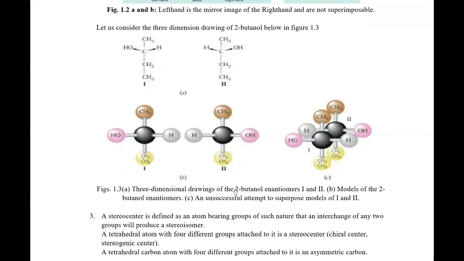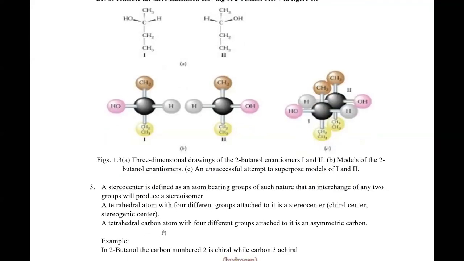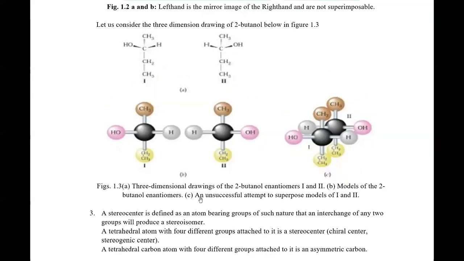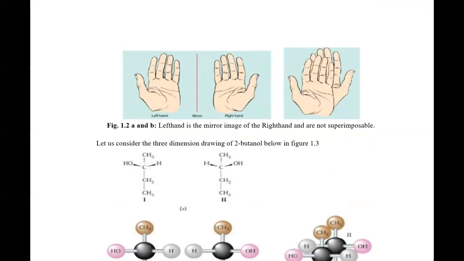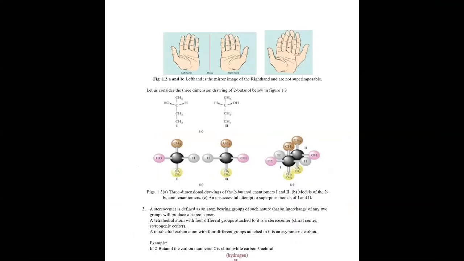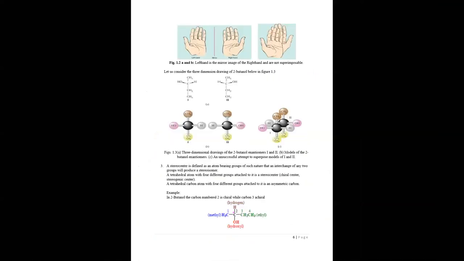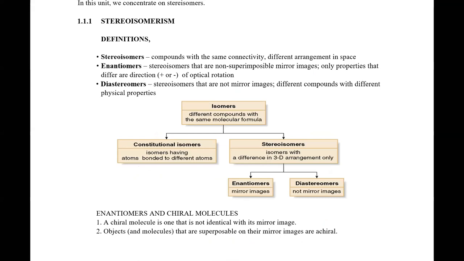Then we're going to concentrate on a tetrahedral carbon atom. Sorry, I have a question. Can you scroll back to the previous page? Okay, so from here, the definition of a diastereomer is that it is not a mirror image. Yes, that is true. And according to the definition of a chiral molecule, it is one that is not identical with its mirror image. So what's the difference between a chiral molecule and a diastereomer?